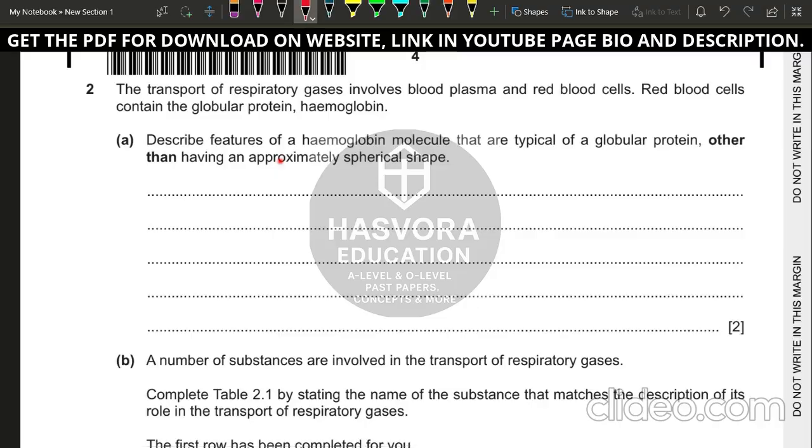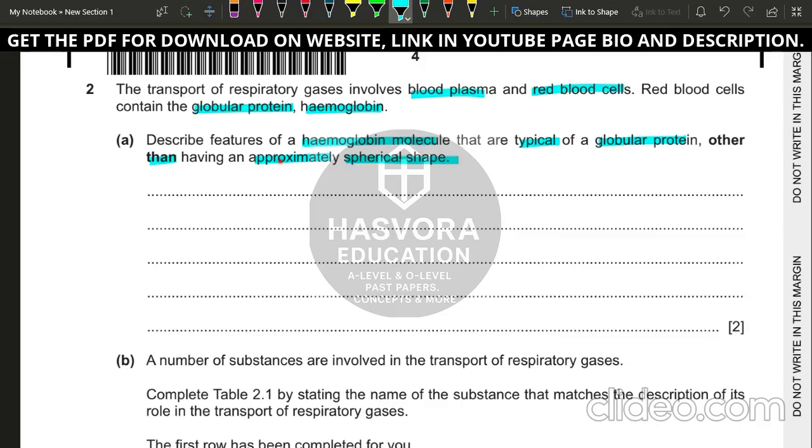So the transport of respiratory gases involves the blood plasma and the red blood cells. Red blood cells contain the globular protein, which is hemoglobin. Describe the features of a hemoglobin molecule that are typical of a globular protein other than having an approximately spherical shape. Okay, so we have to give the features that are present in most globular proteins and that are also present in your hemoglobin protein.